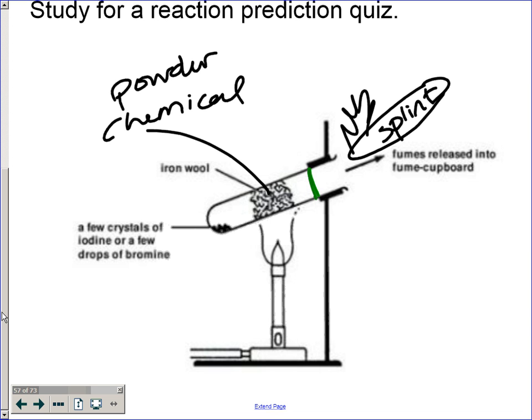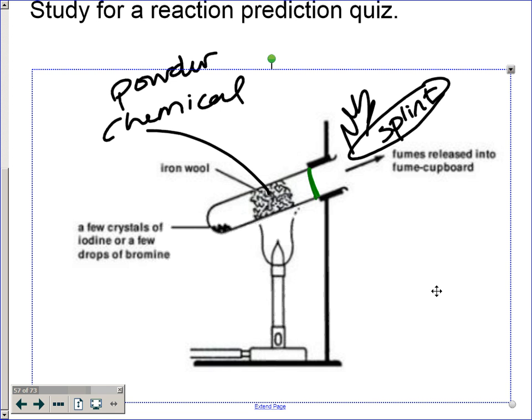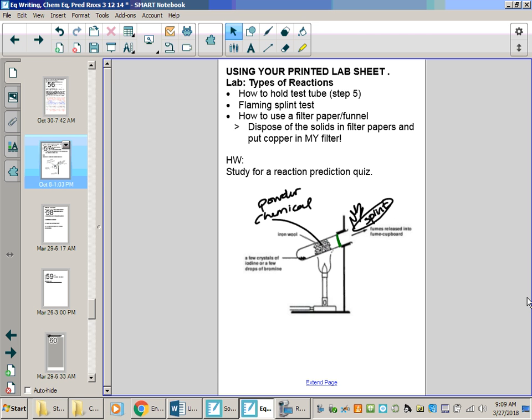Sorry, I couldn't hear you there. Yes, do the reactions as you go. Keep your goggles on, sir.